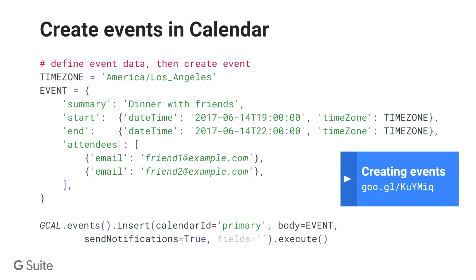Okay, so here's just a simple example of how to create events in Calendar. All right, start time, end time for a dinner with friends, who your friends are. Okay, and so I'm just going to insert this event into my primary calendar. Send email to my friends to let them know that they get invited too. No return value, execute, then you're done. Okay, so the main idea of showing you these examples is to show they're not that hard.